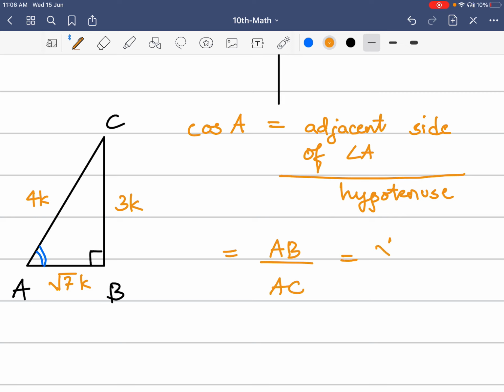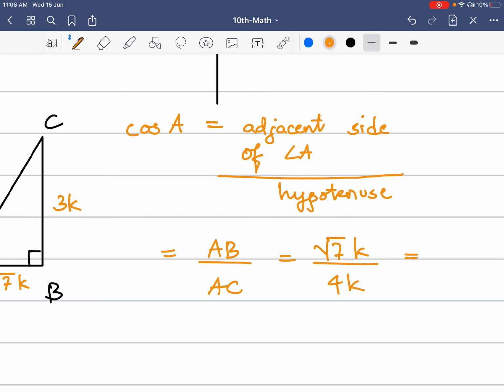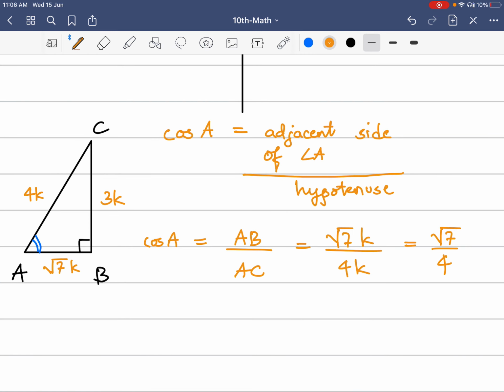But what is AB? AB is under root 7k, the whole divided by AC, which is 4k, and that is equal to under root of 7 divided by 4. So this is our value of cos of A. So cos of A is equal to under root 7 by 4.